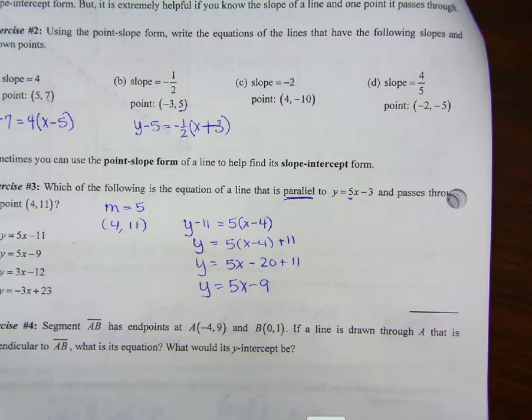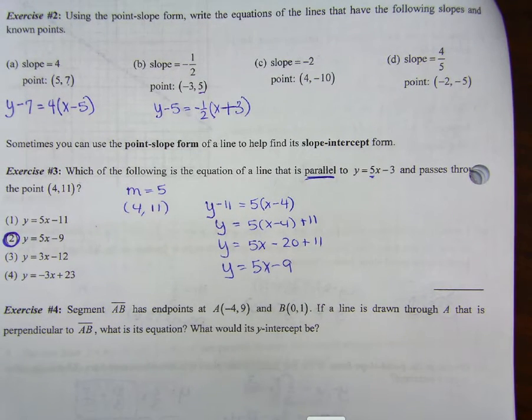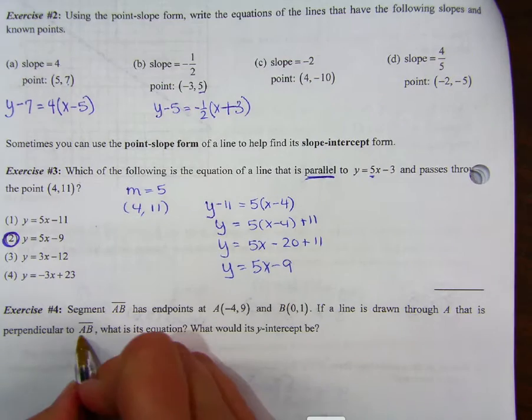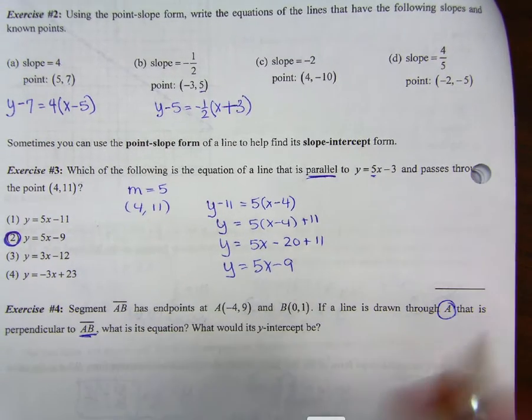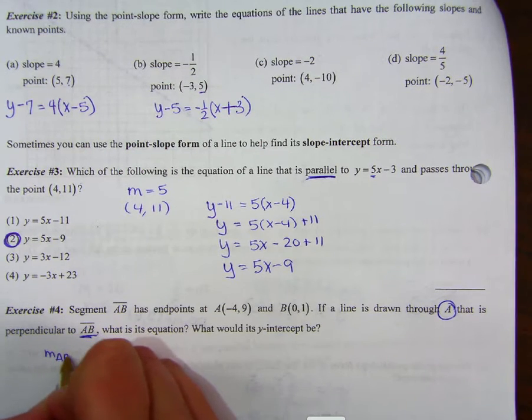All right, and then the last one, exercise 4, says segment AB has endpoints A and B, which are given. If a line is drawn through A that is perpendicular to AB, what is its equation, and what would its y-intercept be? So with this one, we have to write the equation of a line that's perpendicular to AB, but it has to go through point A. So the first thing I'm going to do is find the slope of AB.